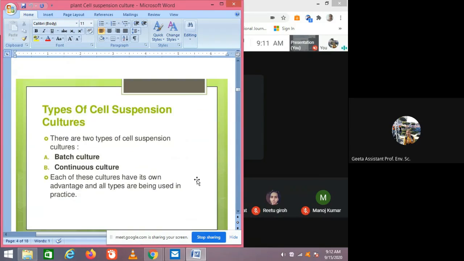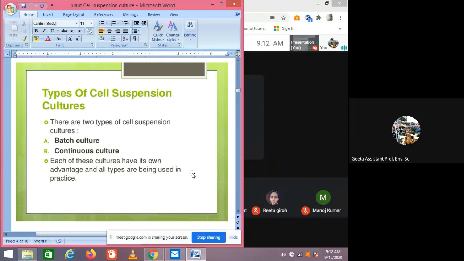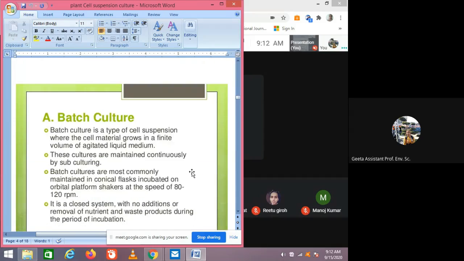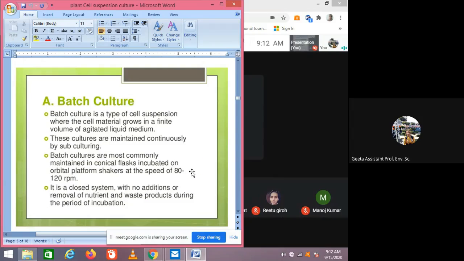Then there are two types of cell suspension culture. The first one is a batch culture and the second one is a continuous culture. Both cultures have different advantages and disadvantages. The first one is the batch culture. Batch culture means you are agitating the media without changing the media into a separate flask.